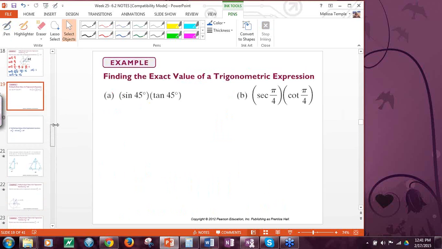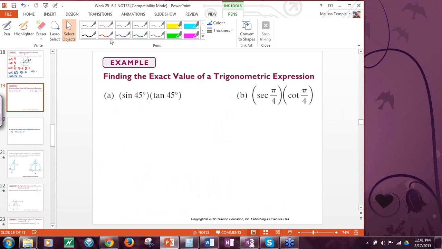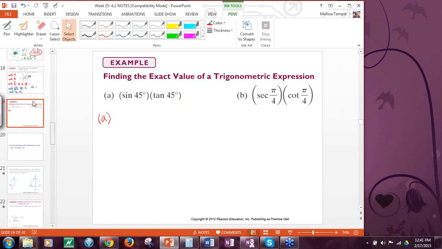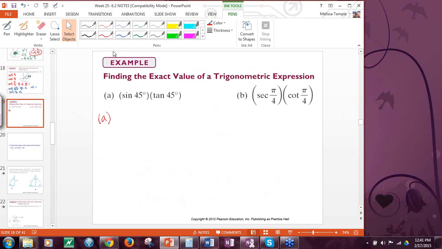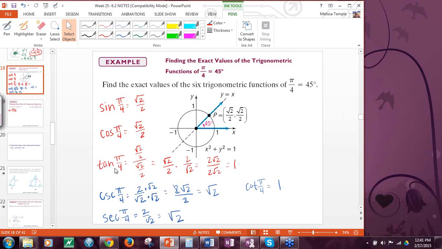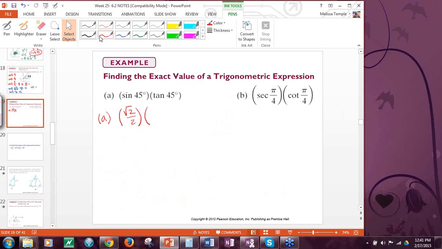Okay? Find the exact value of the trig function, or the trig expression. So here, we're just going to plug in the values we know. So sine of 45 degrees times tangent of 45 degrees. Well, let's go back to this previous slide. What was sine at 45, which would be the same thing as sine of pi over 4, square root of 2 over 2. So I can replace sine of 45 with square root of 2 over 2 times tangent at 45. Tangent at 45 degrees, which is the same thing as tangent at pi over 4, is 1. So sine of 45 times tangent of 45 is the square root of 2 over 2 times 1, which is just the square root of 2 over 2.